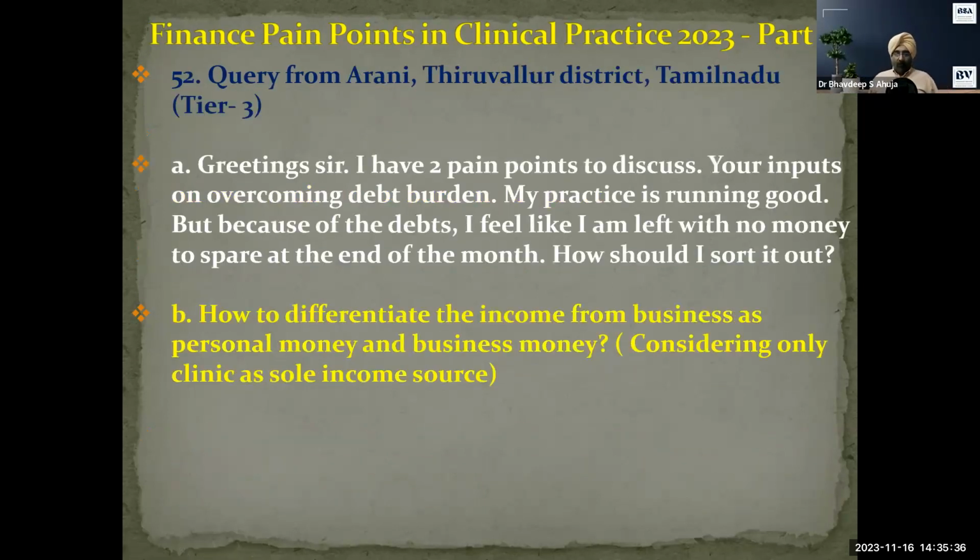So query number 52 from Arani, Thiruvallur district, Tamil Nadu, tier 3 city. Greetings, sir. I have 2 pain points to discuss. Your inputs on overcoming debt burden. My practice is running good, but because of the debts, I feel like I am left with no money to spare at the end of the month. How should I sort it out? How to differentiate the income from business as personal money and business money, considering only clinic as the sole source of income.